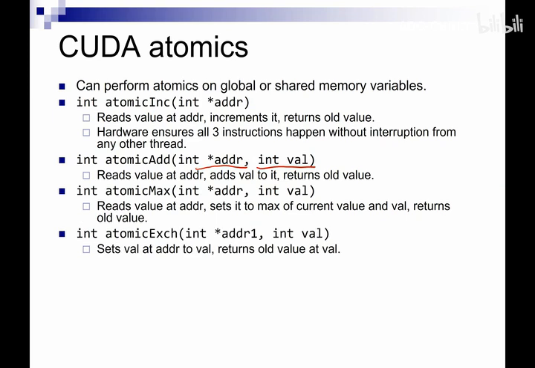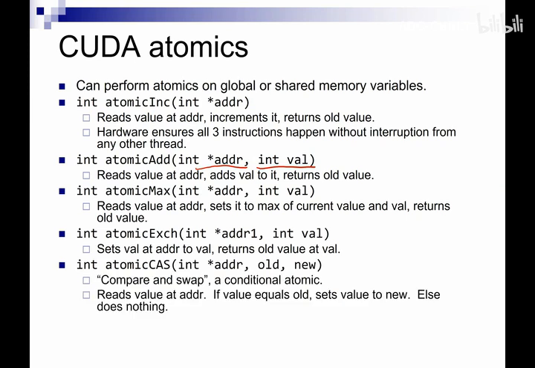You have this atomic exchange operation, which is going to return the current value at this address, and then also just set it to this new value, val. And then you have this operation called atomic compare and swap. So this has 3 arguments. It's got an address, and it's got 2 values, an old value and a new value. Sorry, these should both be ints over here.